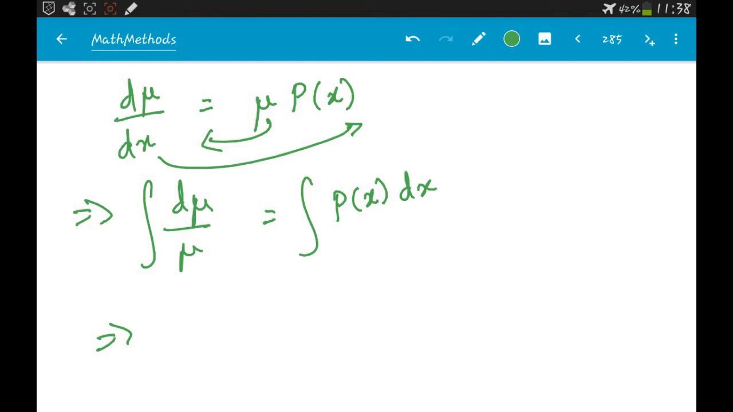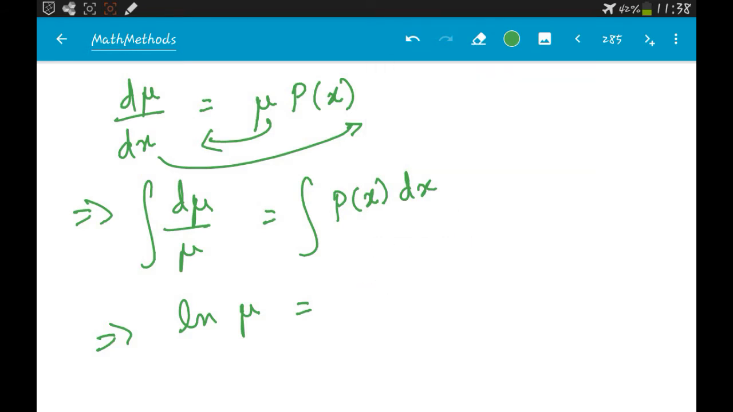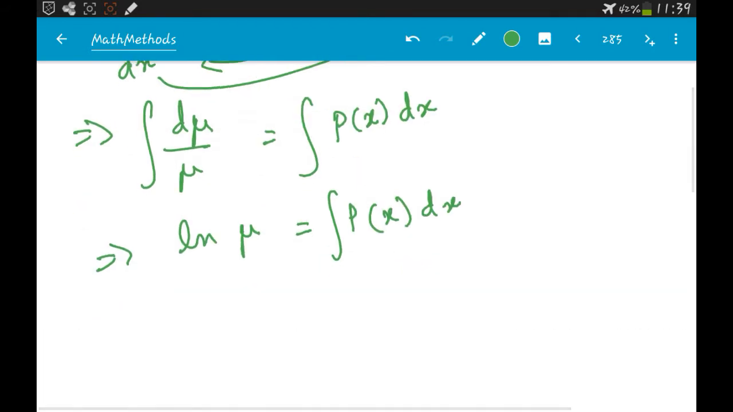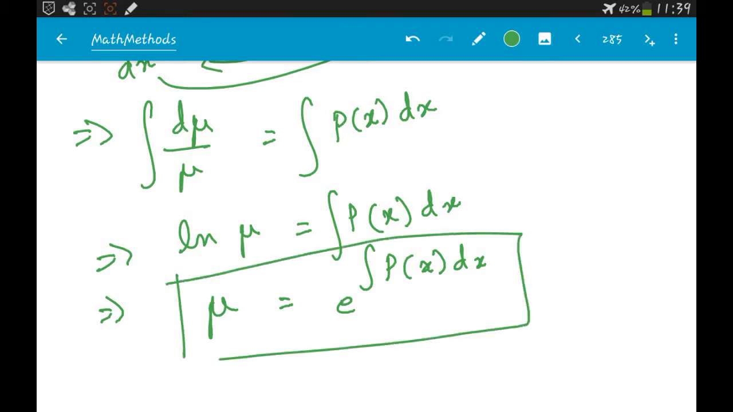So what you will get is ln mu is equal to the integration of p of x dx, and mu will be e power integration of p of x dx, right? So this is one formula that you have got for mu.